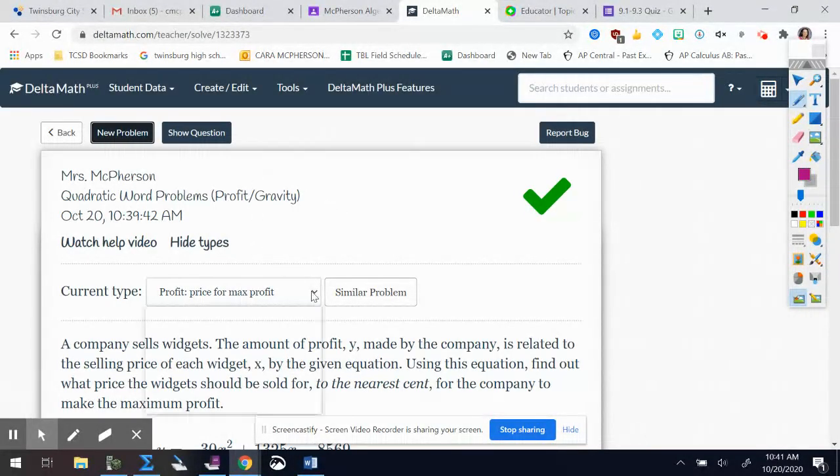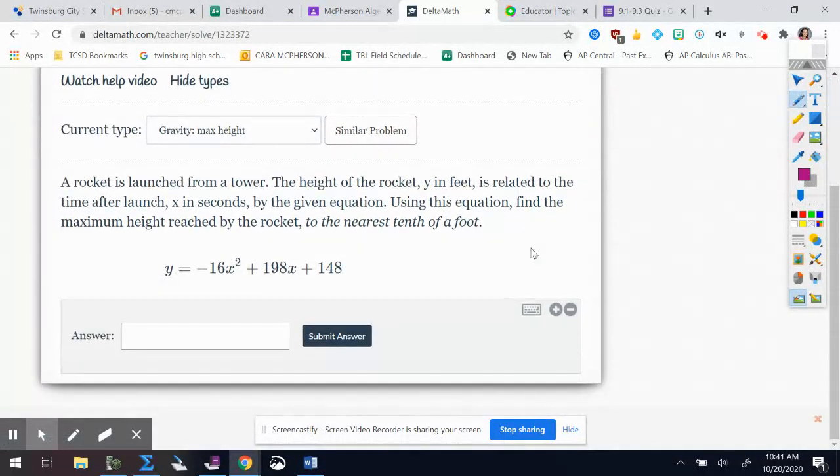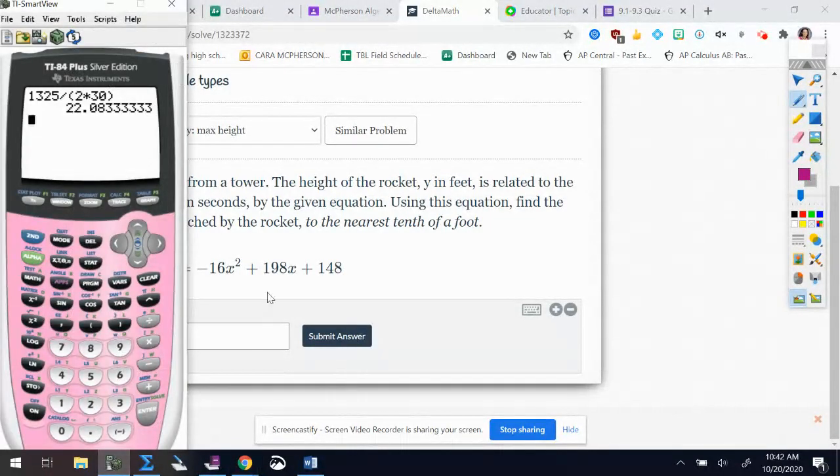I want to show you one that's a gravity problem, and I want to focus on the maximum height. So here is one where a rocket is being launched. Our y value is our height of the rocket, and the x value is the seconds, the time that it's been in the air, and it wants to figure out the maximum height. So again, we're finding that vertex value. So you're going to do the opposite of b over 2a again. Opposite of 198 would be negative 198, but you are dividing it by something negative, so I'm just going to shortcut that and just take negative 198 divided by.